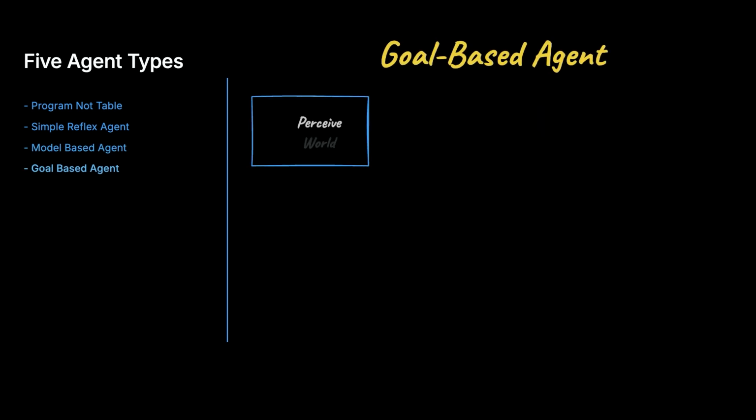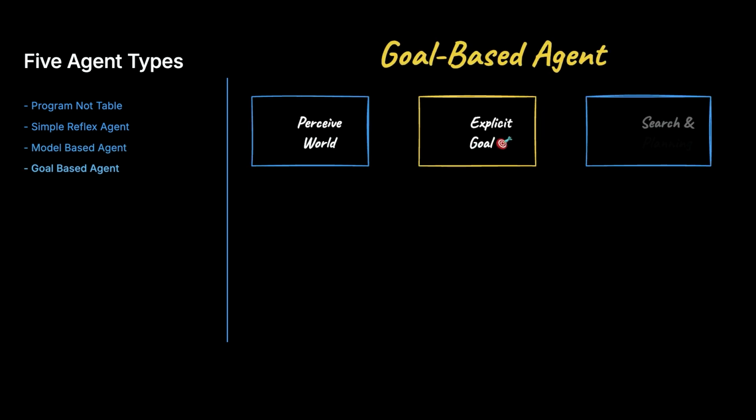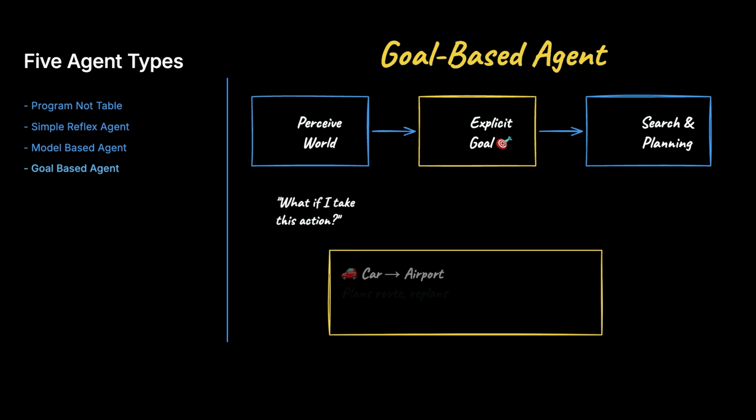The third type adds what the reflex agents lack, a goal. A goal-based agent has an explicit goal and uses search and planning to reach it. It looks ahead, asking what will happen if I take this action. Tell a car to reach the airport, and it plans a route, replanning if a road closes.